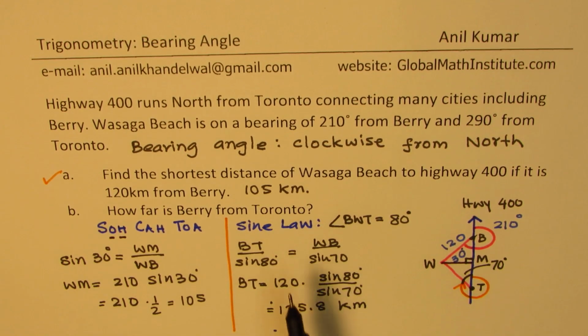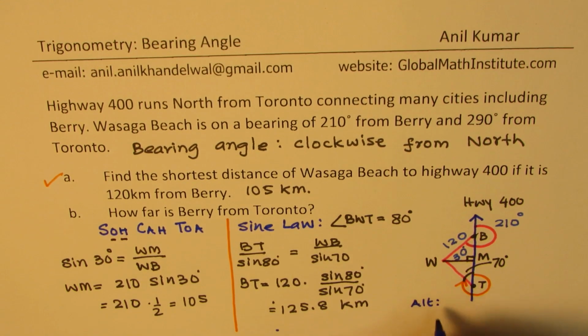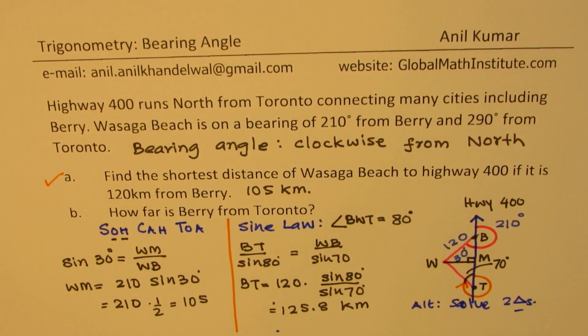Now those of you who haven't done the sine law yet can solve two triangles. So that's the alternative. Solve two triangles. Perfect. But the sine law is very convenient in this particular case. So I hope that helps you to understand this situation, and that is how we can actually solve such questions. I hope it makes sense.